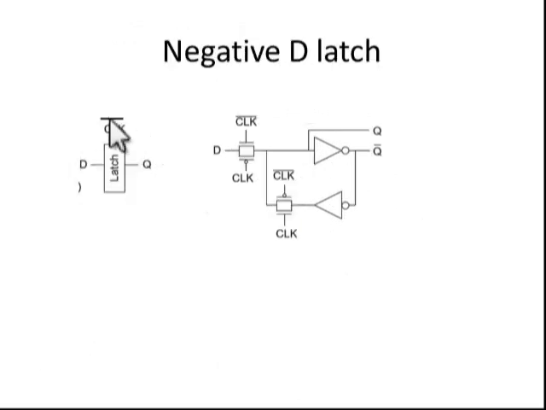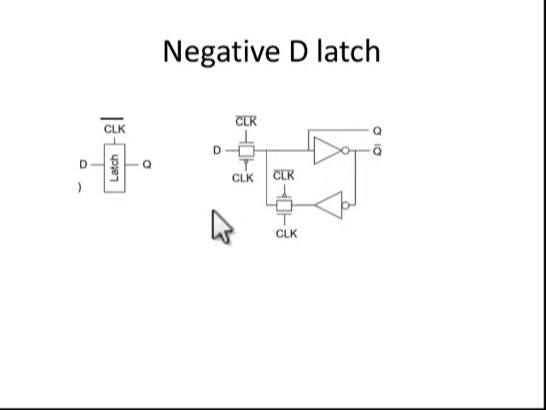Okay. So negative D latch means the data switch should be closed when clock equal to 0 and feedback switch is closed when clock equal to 1. So that's why this is the data switch and this is the feedback switch. So the gate of NMOS of the data switch is connected to clock bar, because when clock equal to 0 it should get the data. And here the gate of NMOS of feedback switch is connected to clock. That is when clock equal to 1 it should retain the previous state value.